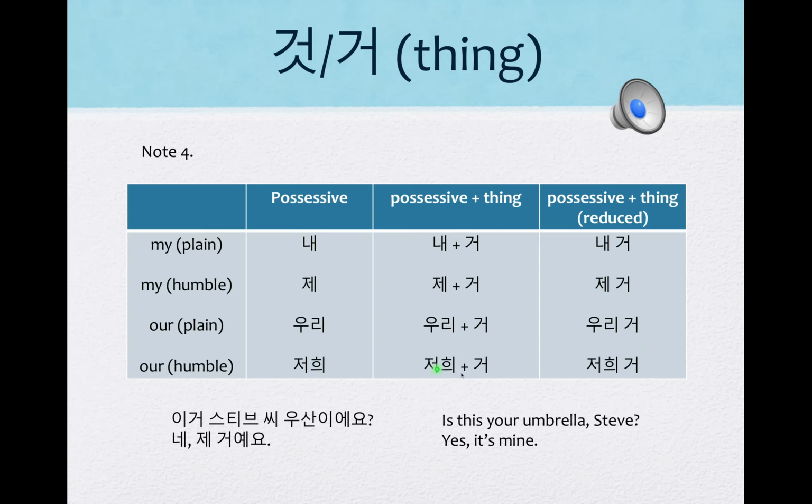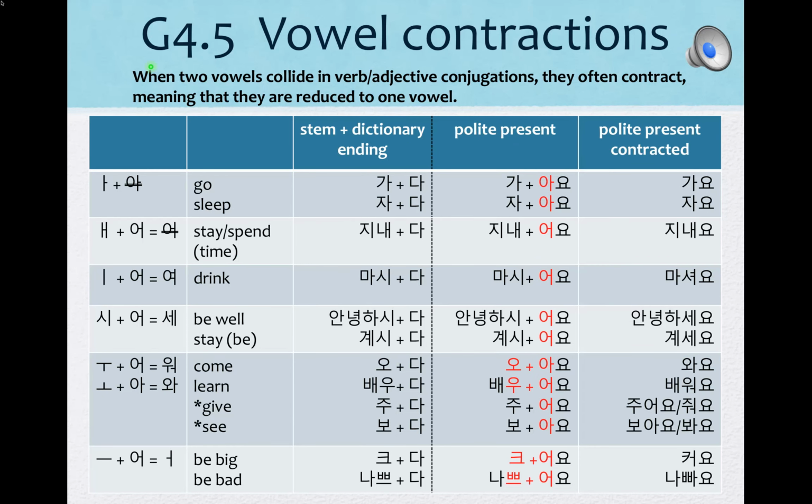Humble, 저희, 저희 거. So let me give you examples. 이거 스티브 씨 우산이에요. Mr. Steve, your chances are you're speaking to Steve. 우산이에요, umbrella. Is this your umbrella, Miss Steve? 네, 제 거예요. You don't have to repeat umbrella, so you simply say politely, 제 거예요. Yes, it's mine.